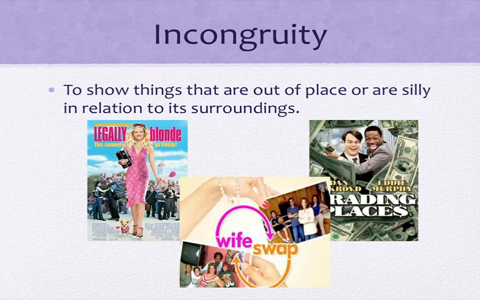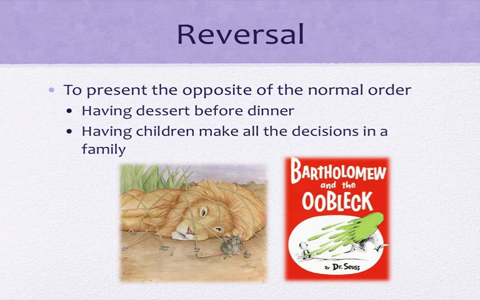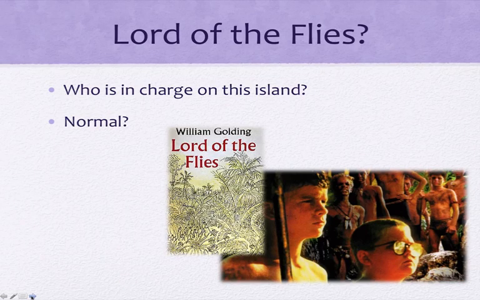And so with each of these, we have to identify what the technique is and then see if authors are actually using it in a satirical manner. Another technique is the idea of reversal. And yes, this sounds very similar to incongruity. It sounds similar to irony. The technical definition of reversal is to present the opposite of the normal order. So what happens if we present dessert before dinner? What if we have children making all the decisions for a family? What if we have, like in Lord of the Flies, the children creating the government? What does that do for the message of that book?